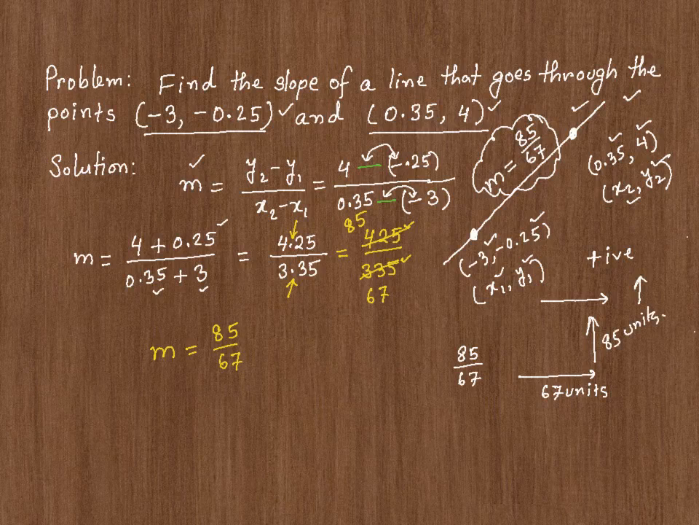Or you could write 85 over 67 as negative 85 divided by negative 67, because these two numbers are the same. Now look, that says if you move to the left 85 units along the x-axis, you'll go down vertically. Sorry, if you move along the x-axis, not 85 units, it's rather 67 units. So let me just correct this. 67 units, you'll move down 85 units.